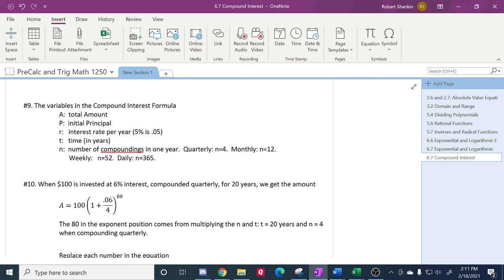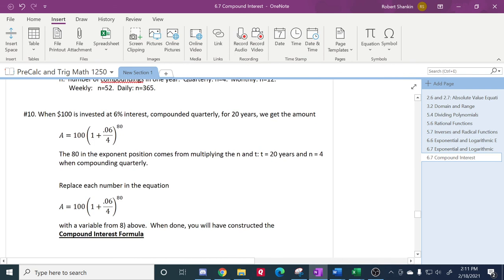So for instance, if it's compounded quarterly, N is 4. If it's monthly, N is 12. Weekly is 52. Daily, 365. Now these last two aren't exactly correct, but that's what we'll use for these computations, because there's things like leap year and so on, and there's not exactly 52 weeks in a year.